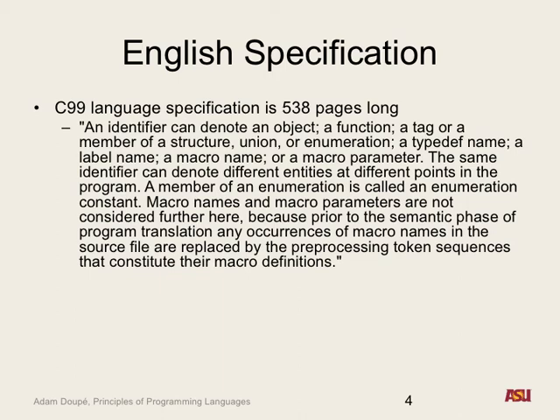So what is this defining? An identifier, the ID thing that we specified with the regular expression, that was incredibly simple. But this is what it means, and this is telling you exactly what an identifier means, right? So that is rather long. From this, you can know everything. You know exactly where you can use an identifier, right? You can use it to denote objects, functions, tags, members of structures, unions, or enumerations, right? The fields in a structure, typedef name. And then it specifically calls out here that, hey, by the way, macros are done by the preprocessor, so it's actually completely before this step.